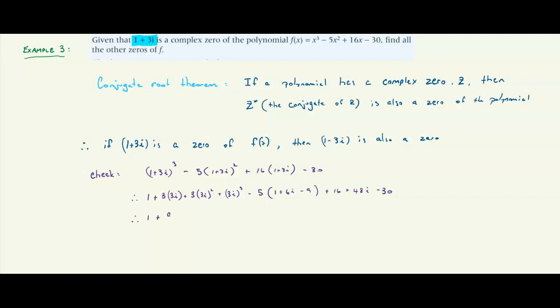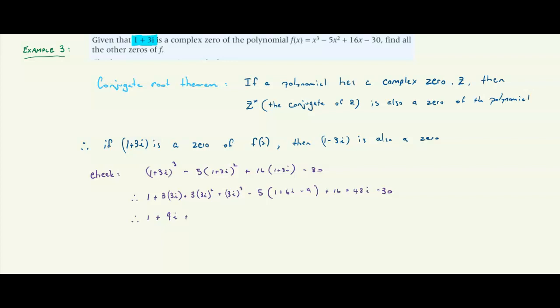1 plus 9i plus... hey, we're not going to do this every time, are we? We're just checking. This is the first time we've come across a complex 0. Just going to show you that it works the same way as any other 0, that you plug it in, you get 0. Then we'll deal with the conjugate of z.